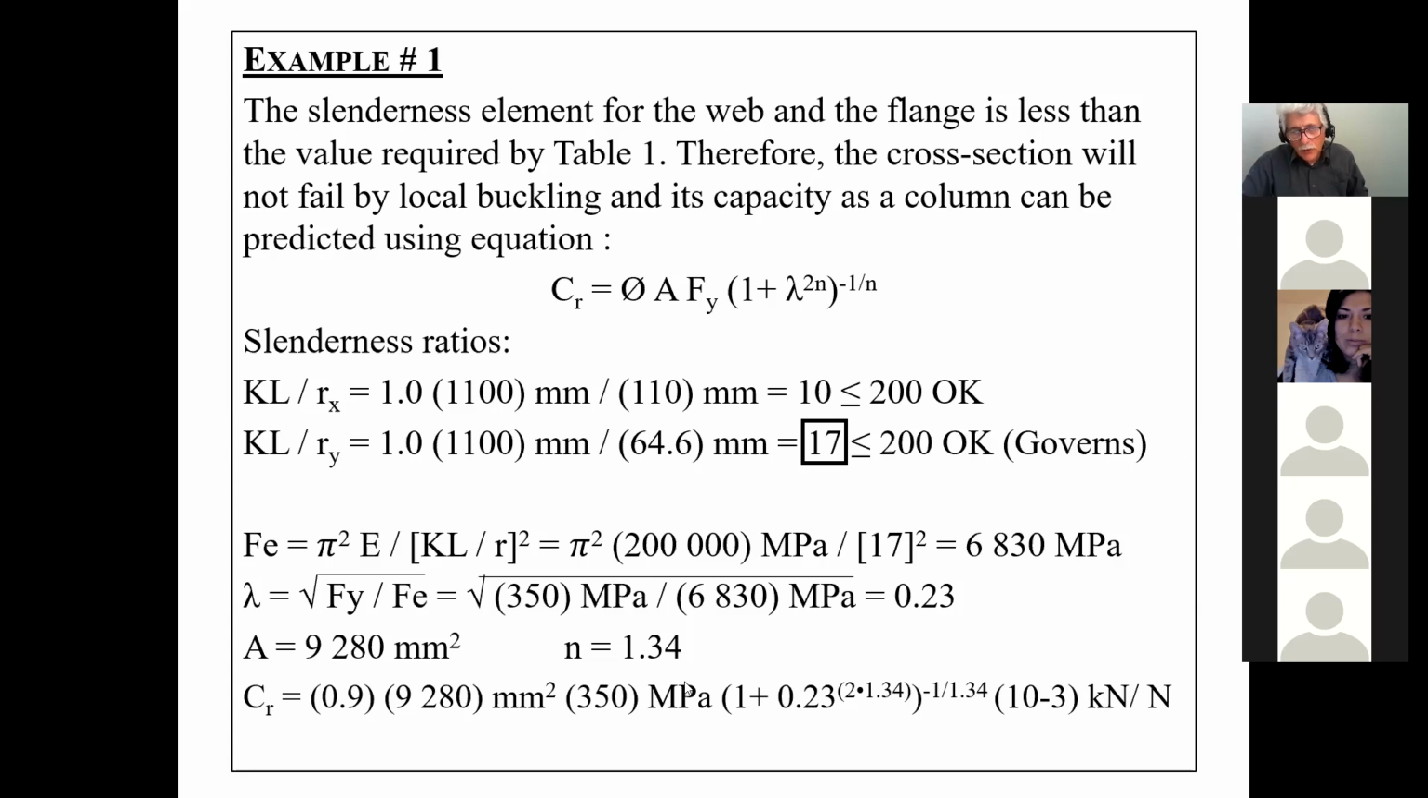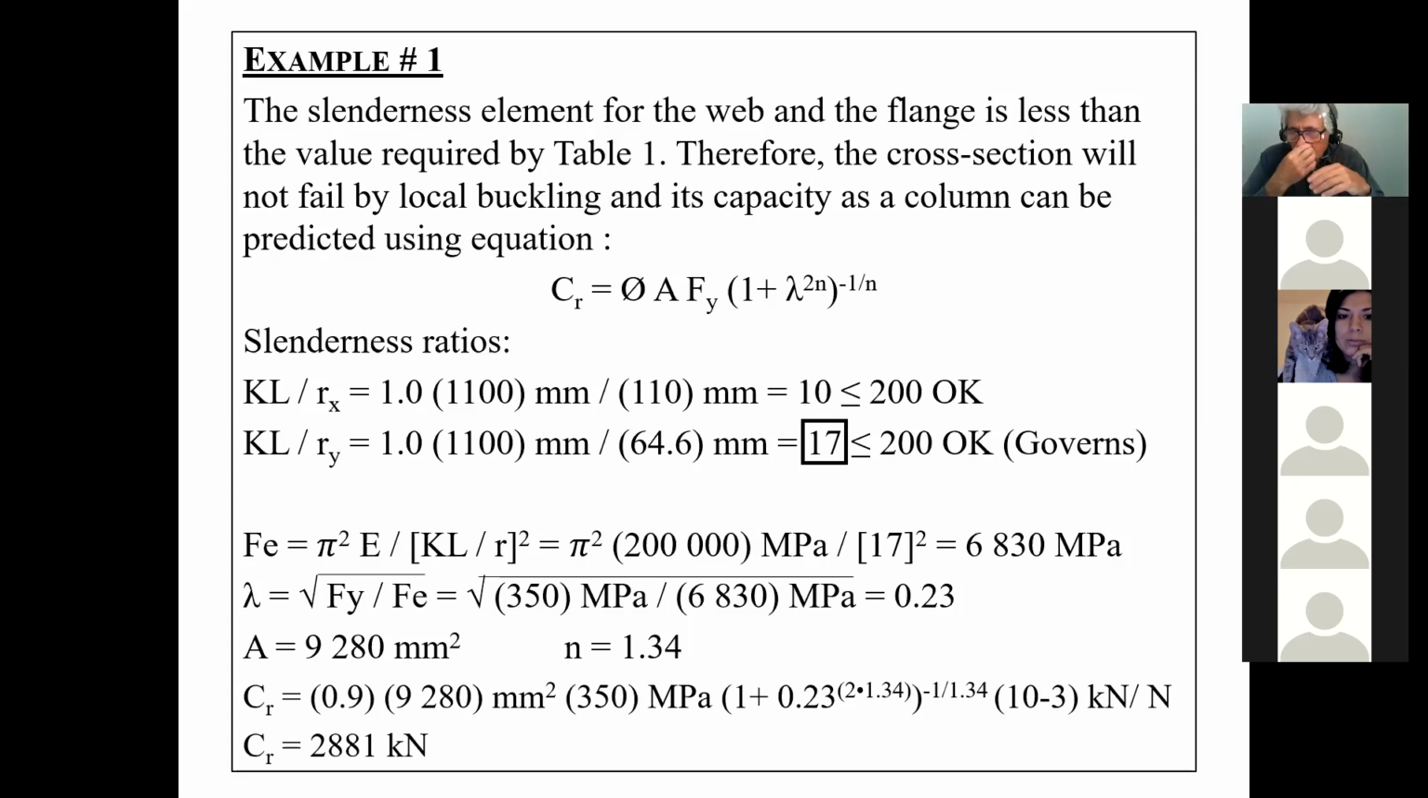Okay, so if you're in doubt, Omar, take the smaller one. Is that easier to remember? Yeah, easy. Okay. Now, here I end up getting a CR value of 2,881 kilonewtons. So that's using the equations, okay?